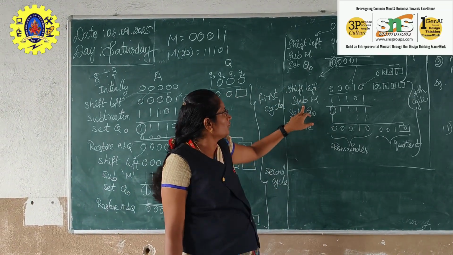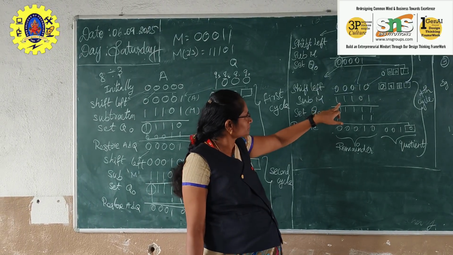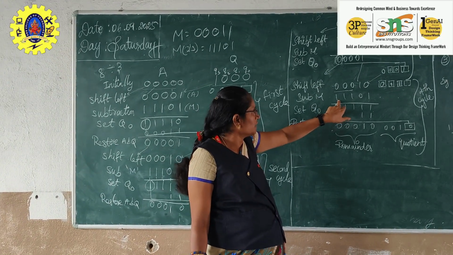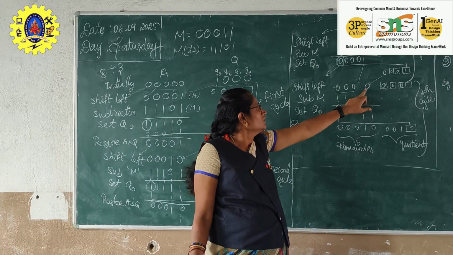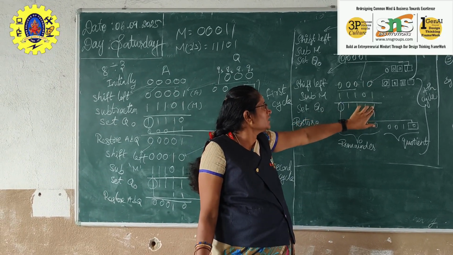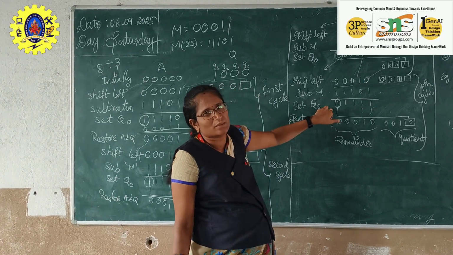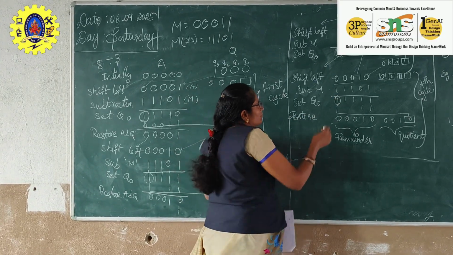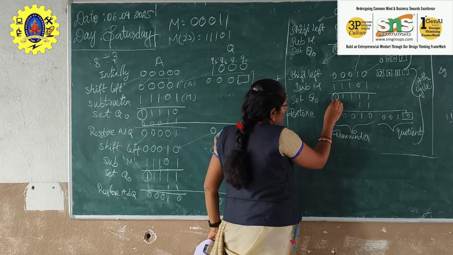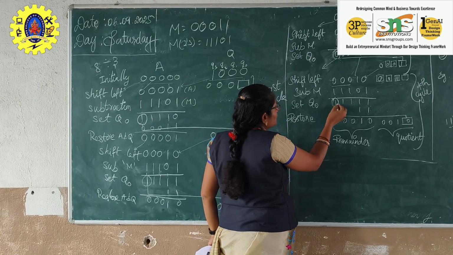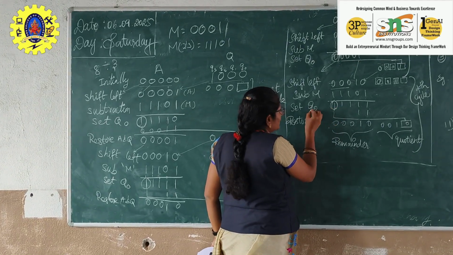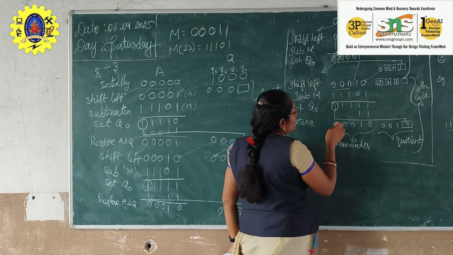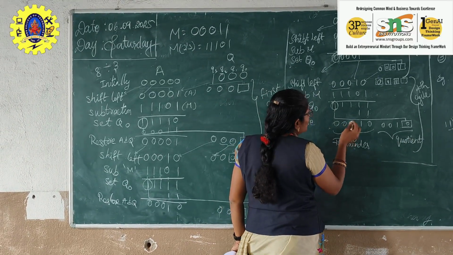Next, we have to perform the subtraction of M. If you want to subtract, then we have to write the 2's complement of 3, 1, 1, 1, 0, 1. If you perform the addition, then all the bits will be set to 1. Here, if you consider this sign bit of A, it is 1. We already know that if the sign bit is 1, then the Q naught will be set to 0. Then we have to restore the value.